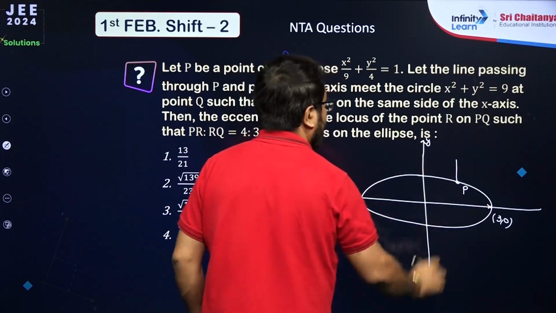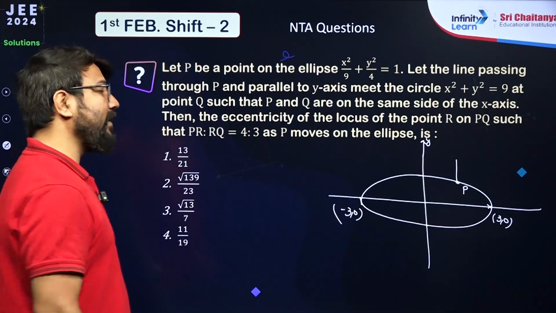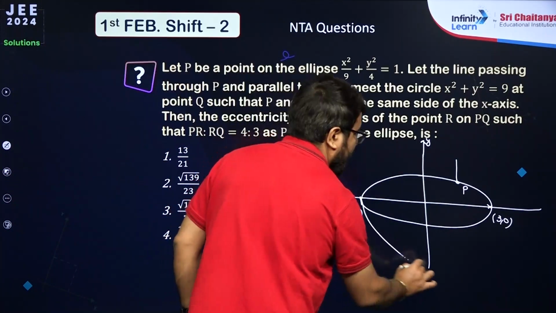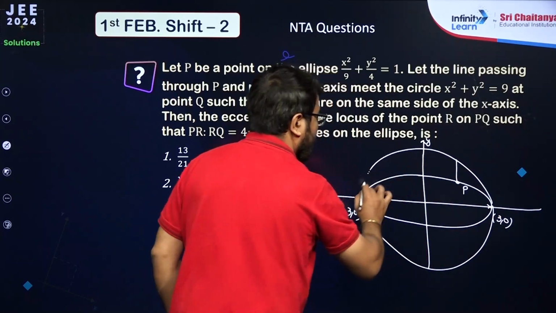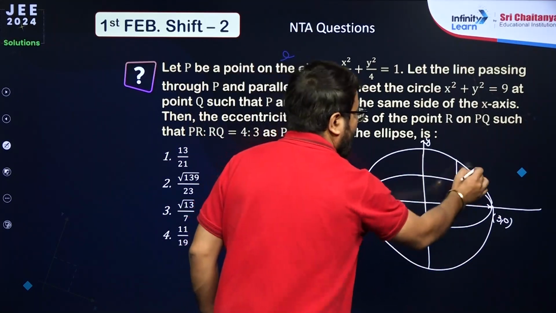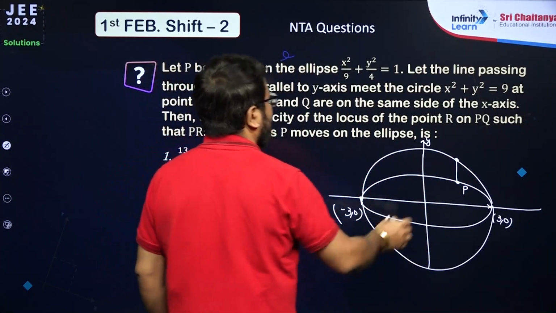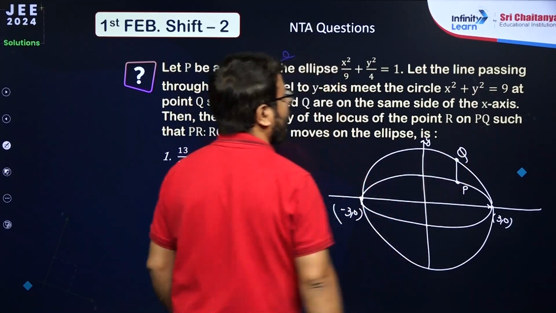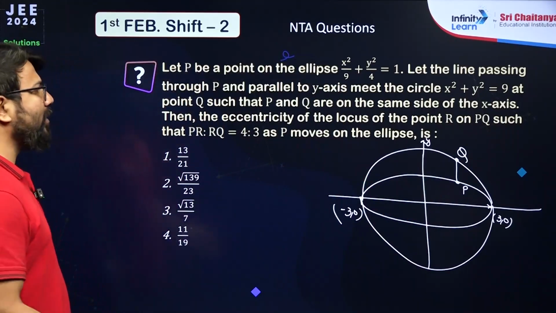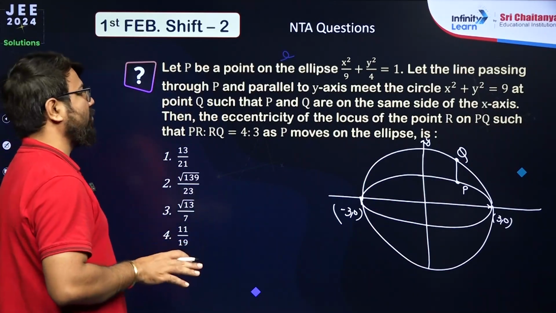So the line parallel to the y-axis meets the circle x square plus y square is equal to 9. So the circle x square plus y square is equal to 9 is this one. This is the auxiliary circle. So let us say that this is Q, basically at the point Q, so that P and Q are on the same side of the x-axis. Yes, it has been shown.